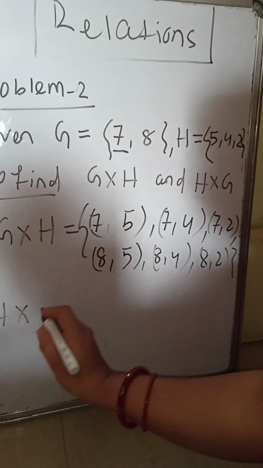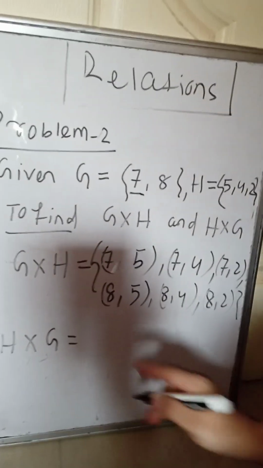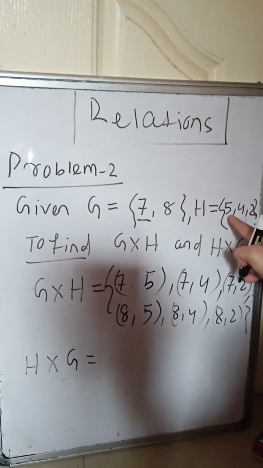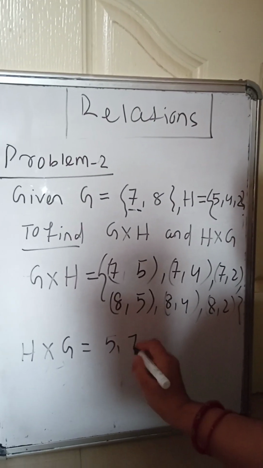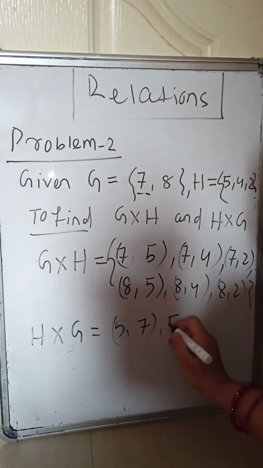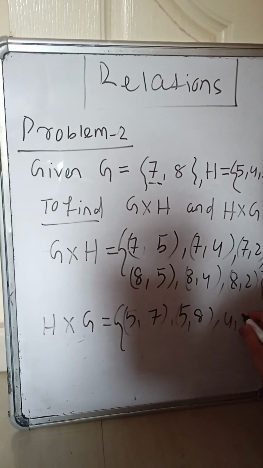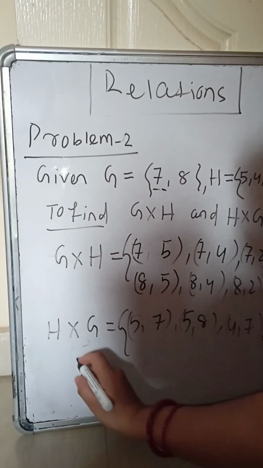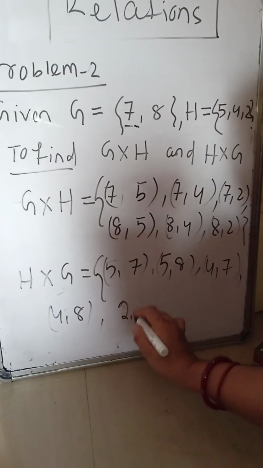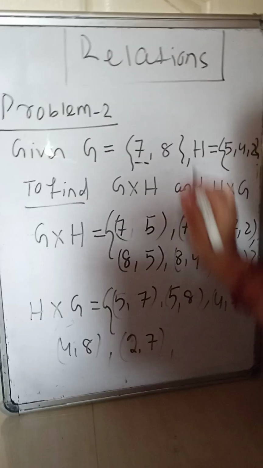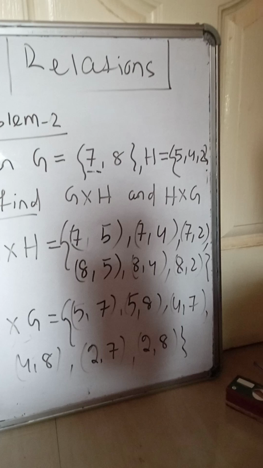Then you can find the Cartesian product of H and G. So here H becomes your first set. So first set H means elements are 5, 4, 2. So first element is 5. So 5 with 7, 5 with 8. So ordered pairs are 5, 7, 5, 8. Then 4, 7, 4, 8. 2, 7, 2, 8. So now I think all elements you got.